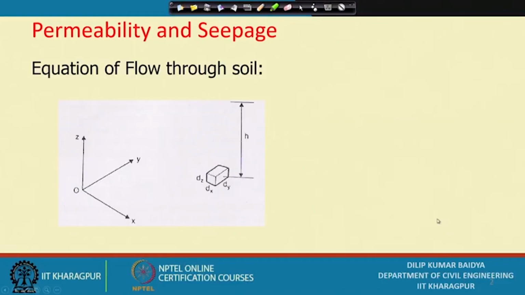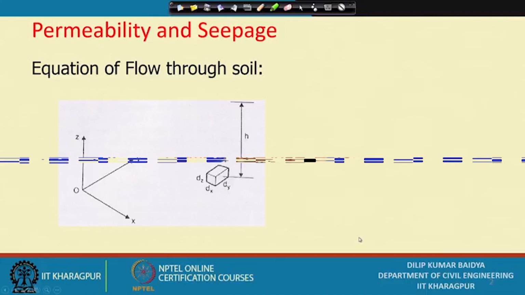Now, when flow is taking place over a length, the head may not be the same throughout, because upstream there is some head and downstream something else, and there will be continuous head loss. So, sometimes we need to find out the head at any point. For that we have to find the governing equation and then look for a solution. So today we are developing that equation, the equation of flow through soil.